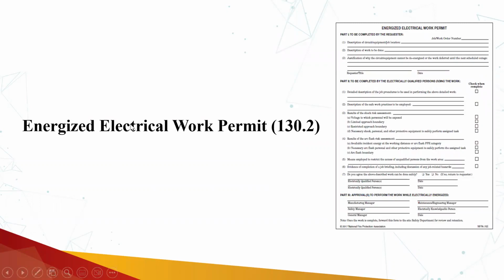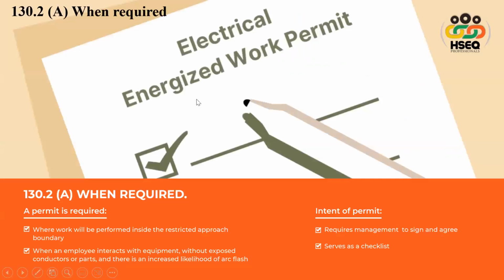Let's see the energized electric work permit, what it looks like and why it is important. It is covered in 130.2. Basically, when is it required? When work is performed inside the restricted approach boundary. So if you are performing any job within the restricted approach boundary, an energized electric work permit is required.